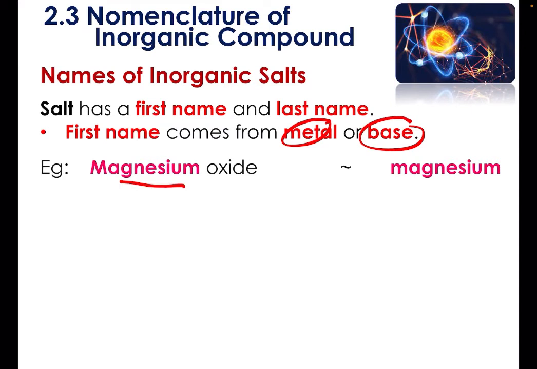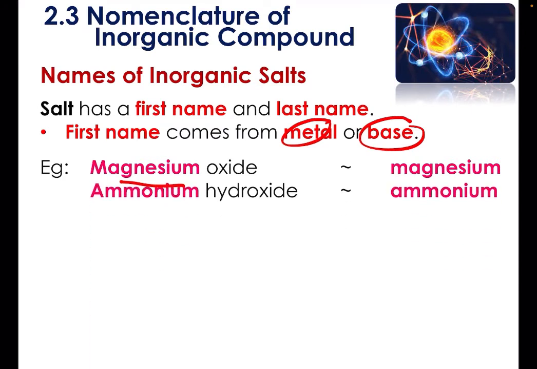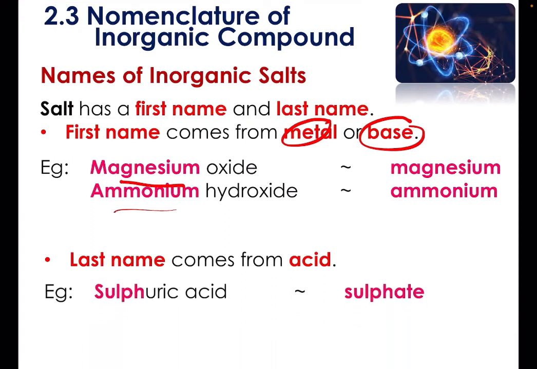And then I got ammonium hydroxide. So I will take ammonium, my metal. And then I got the last name. So last name usually comes from acid. So acid yang saya ada adalah contoh sulphuric acid, the common one. I will use perkataan dekat depan dia, sulf, dia akan jadi sulfate.